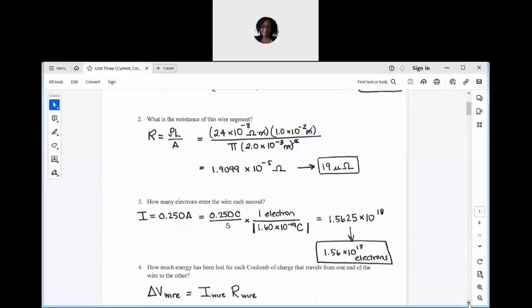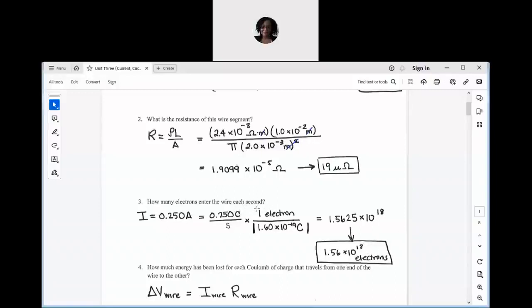Number 3, we don't know anything specific about where this current is coming from just yet, but we know that its magnitude is 250 milliamps. If we turn that to amps, that's the equivalent of 0.250 amps. And an amp itself is just a coulomb per second. So I can rewrite that current as 0.250 coulombs per second. And since I know that every individual electron is responsible for 1.60 times 10 to the negative 19 coulombs, the ratio tells me how many electrons are entering the wire each second.